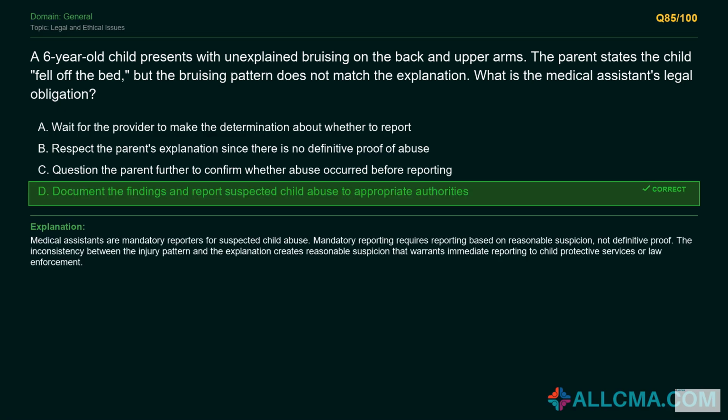The correct answer is D. Medical assistants are mandatory reporters for suspected child abuse. Mandatory reporting requires reporting based on reasonable suspicion, not definitive proof. The inconsistency between the injury pattern and the explanation creates reasonable suspicion that warrants immediate reporting to Child Protective Services or law enforcement.